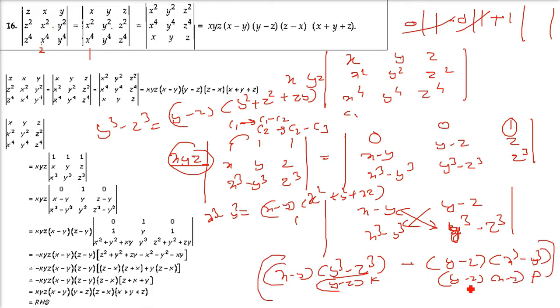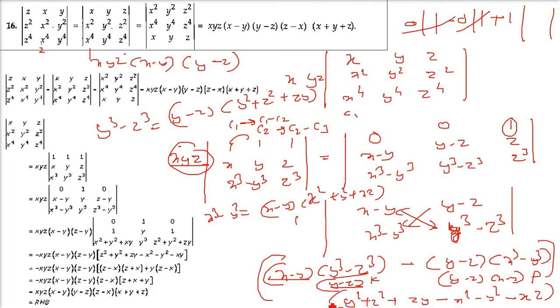From the whole, we can take x minus y and y minus z common. Similarly, you could have done it earlier also, since the first two columns are giving you x minus y and y minus z anyway. So xyz was already there, and x minus y and y minus z you took as constants. What is remaining? You are left with only k and p: y square plus z square plus zy, minus x square plus y square plus xy. It's not xz, it's xy.